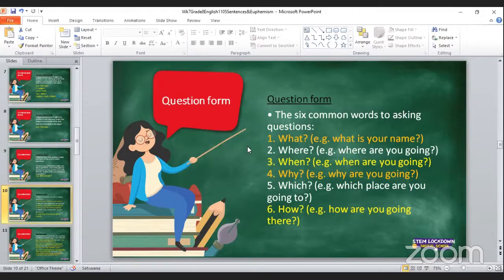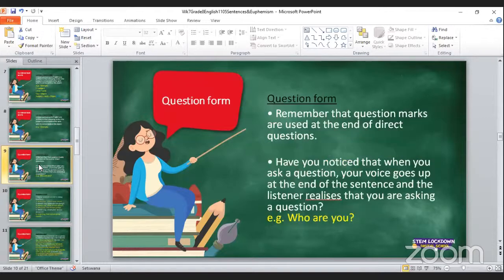Okay, so question forms. Remember, every time you ask a question, or every time a sentence is a question, we use a question mark at the end of that sentence. Please use the question mark, because if a question mark was a person, he would be angry and frustrated that we do not let him do his work.